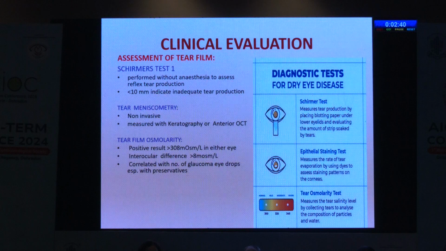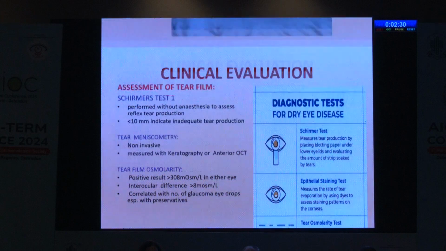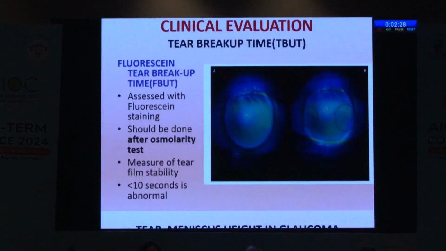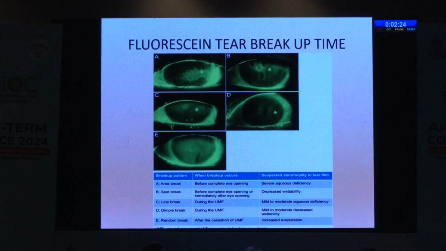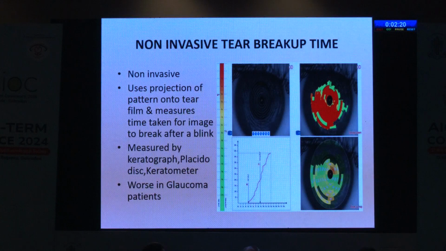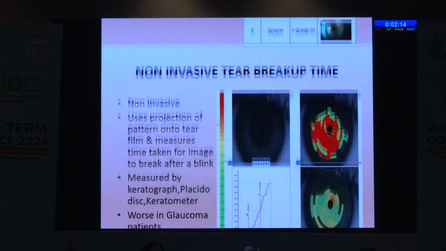A detailed clinical evaluation of each and every patient of glaucoma should be done in OPDs, like tear film assessment by Schirmer's test, tear meniscometry, tear film osmolarity, tear meniscus height. Then fluorescein tear breakup time should be assessed, and it helps in assessing the degree of aqueous deficiency. The non-invasive tear breakup time, also through keratograph, placido disc keratometer, has been found to be worse in glaucoma patients.